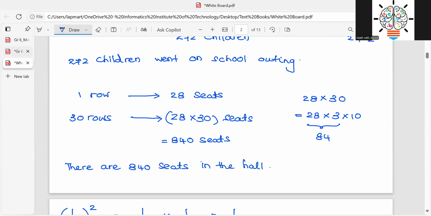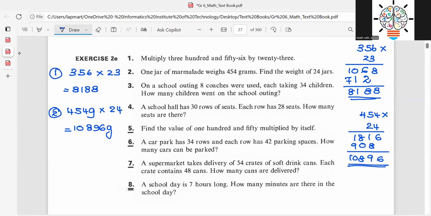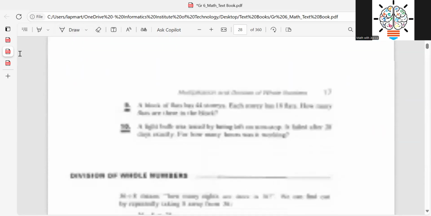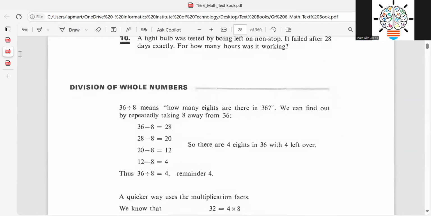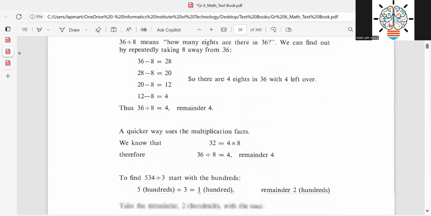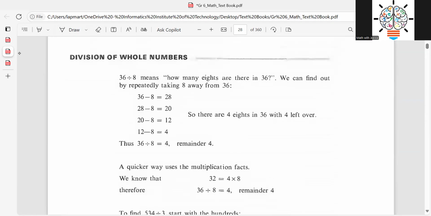Right, so that is all about the homework sums. I don't think I can start division in this video because it becomes a longer one. So the next video will be division of whole numbers. Please be ready for the next video from this part.